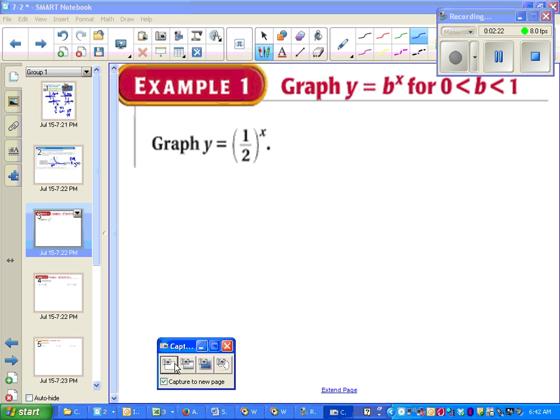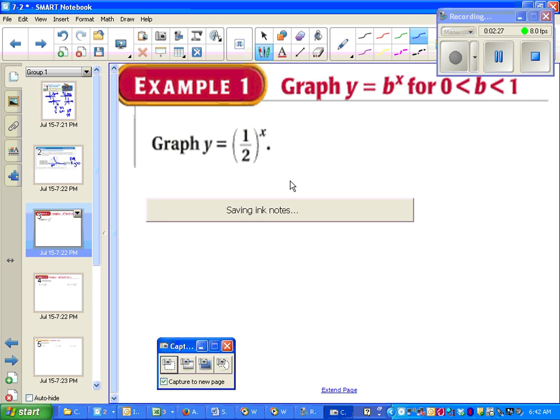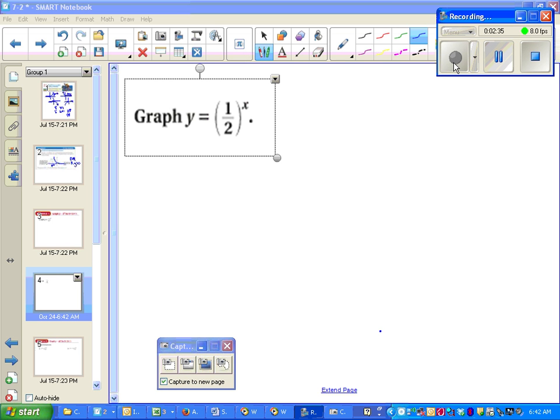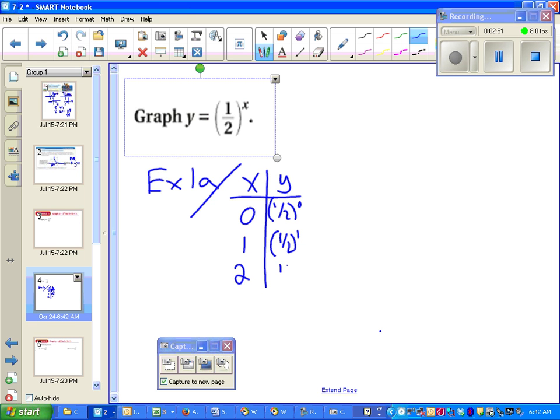Side quest time. We're going to look at a table for one of these guys. We're going to call this example 1a. If we try making a table like we did for growth, remember we put in 0, 1, and 2, we're going to get 1/2 to the 0, 1/2 to the first, and 1/2 to the second. The 0 is okay. Anything to the 0 is 1. Then we start getting fractions. 1 to the first is 1, 2 to the first is 2. 1 squared is 1, 2 squared is 4. Personally, I don't like fractions.